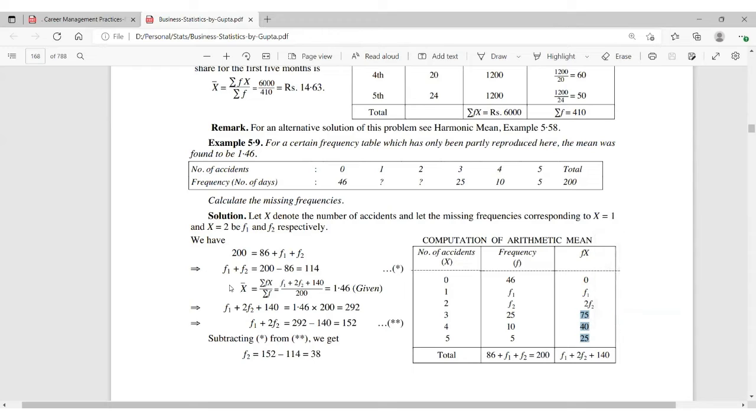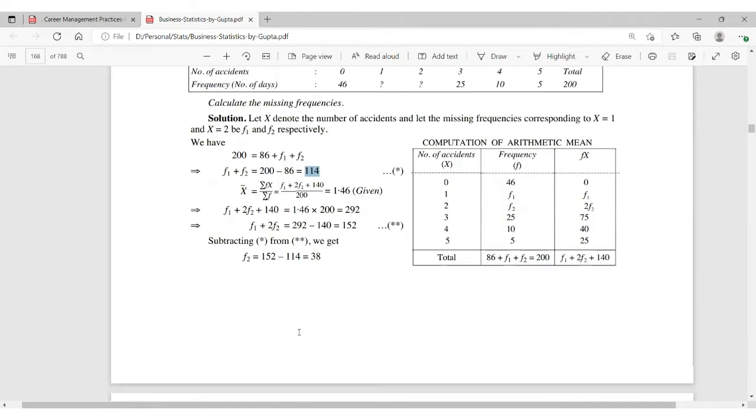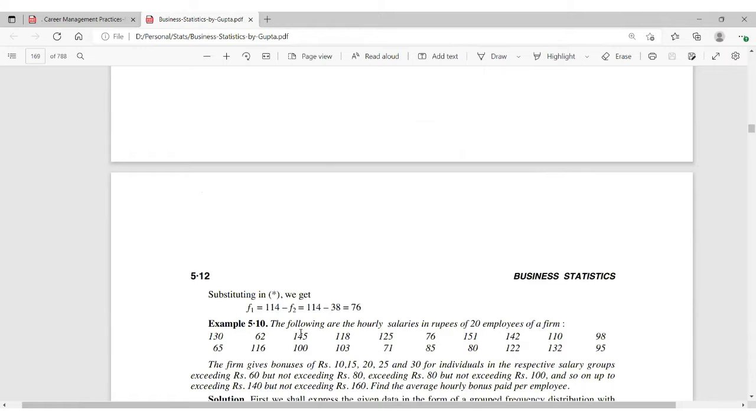तो ये फॉर्मूला है मीन का। फॉर्मूले में 1.46 पुट किया, समीशन ऑफ एफ में पुट किया F1 plus 2F2 plus 140, ये जो है हमारा, और समीशन ऑफ F 200 गिवन है। सिंप्लीफाई किया, वी गेट द अनदर इक्वेशन. ये आ गई हमारी F1 plus 2F2 is equals to 152. और एक इक्वेशन क्या आई थी, F1 plus F2 is equals to 114. भाई इसको सिंप्लीफाई किया, it comes to be F2 and F1 value of F1. Clear? Yes, sir. Clear.